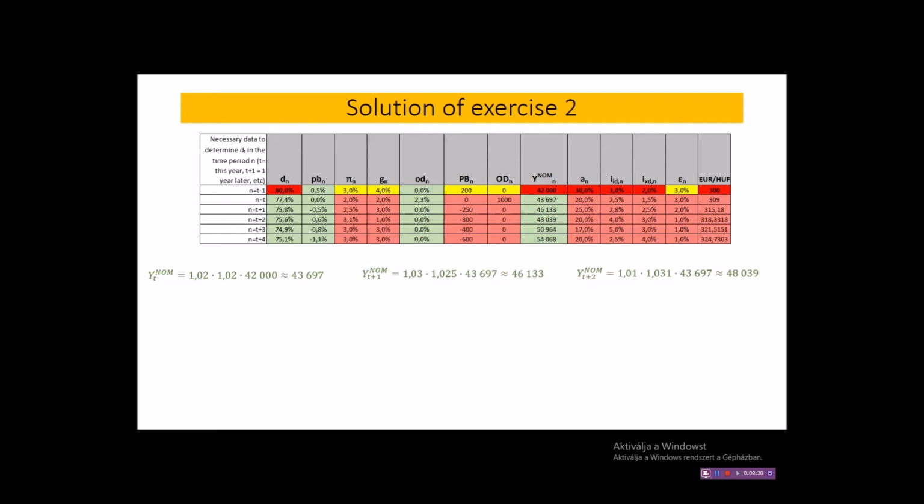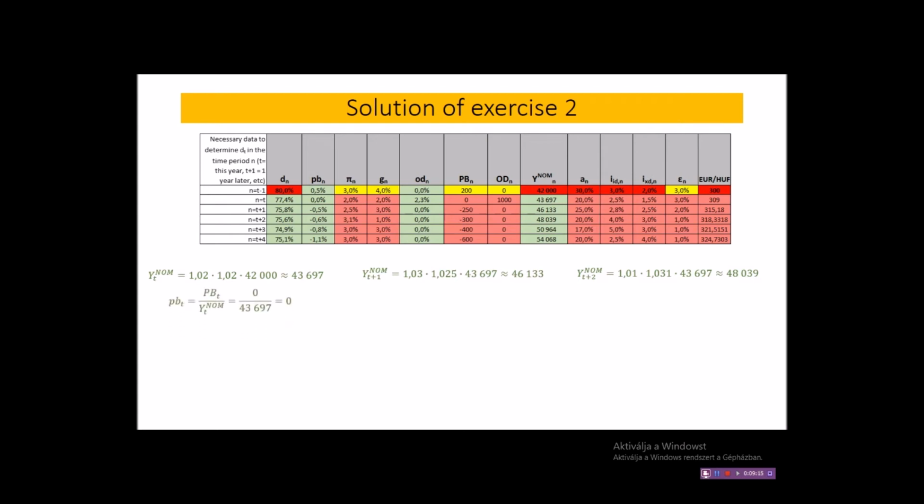Epsilon t plus 1 will be 1.03 multiplied by 1.025. These are the economic growth rate and the inflation rate of the time period t plus 1, multiplied by 43,697, which was the nominal GDP of this year, so epsilon t. If we make the calculation, the expected nominal GDP for the next year will be 46,133 billion forints. The value of the nominal GDP for the period T plus 2 can be calculated the same way. Here is the solution with 48,039 billion forints.